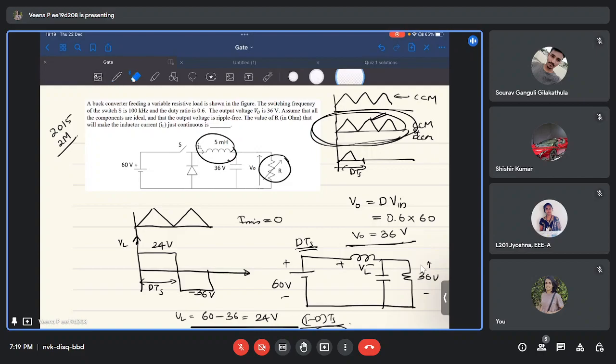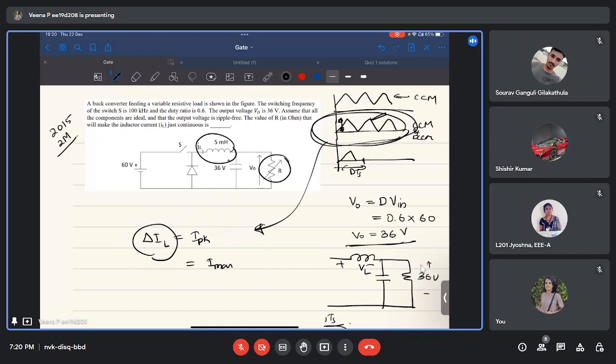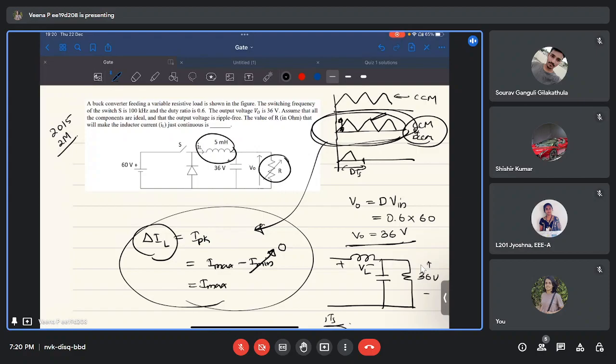For every converter, including buck and boost converters, the boundary of CCM and DCM occurs when the peak to peak inductor ripple current, which is this difference, is the same as the peak inductor current. The peak to peak inductor current is always maximum inductor current minus minimum inductor current. When it is at the boundary of CCM and DCM, the minimum inductor current becomes 0, so it will always be the maximum inductor current. This holds true for all converters.